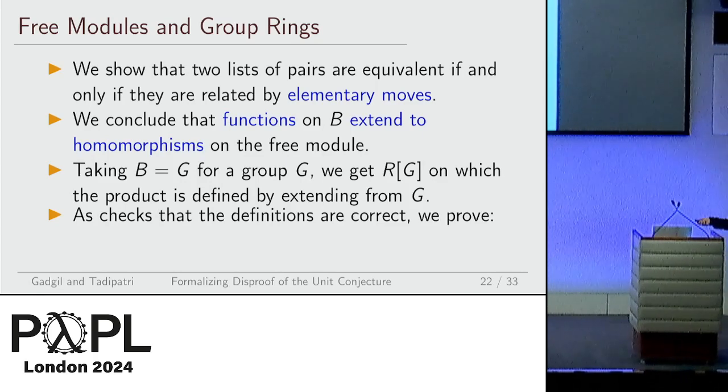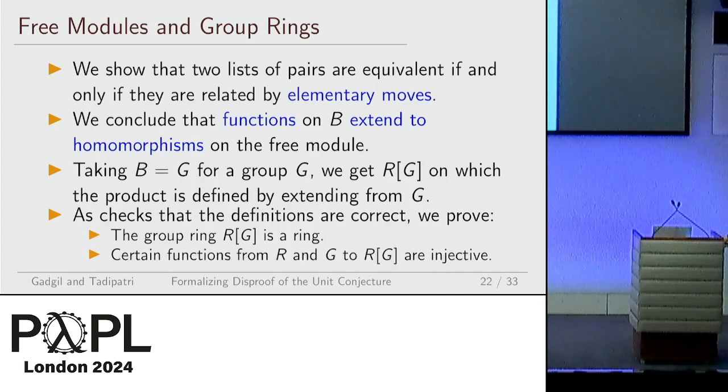The main failure point with such a formalization is: what if our definition was wrong? What if what we defined was not the group ring at all? So as additional checks we prove certain properties, even though all I've said so far is enough for our proof. We proved that the ring is a ring, so we have to prove associativity, all sorts of other properties. We also showed that there are some natural functions, inclusion functions from R and G to R of G, and that these 2 functions are injective.